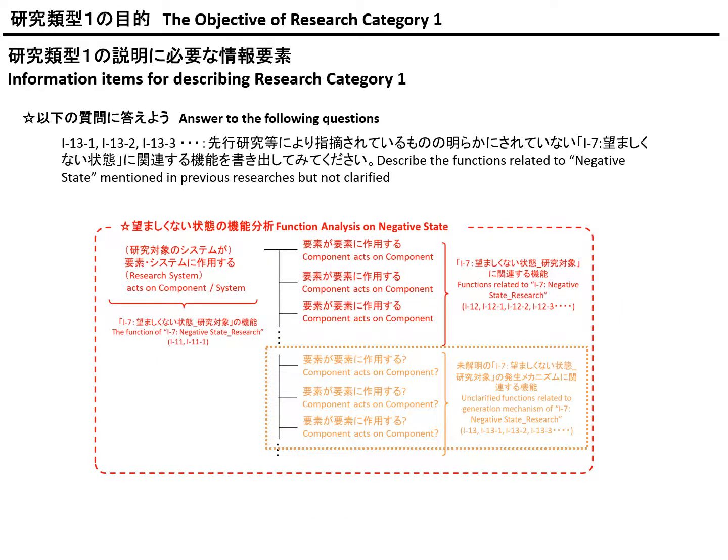Now I'm actually saying the same thing by using the template, by using the format of function analysis. These red functions explain why negative state is generated, actually the generation mechanism of negative state. But now you are working on these functions shown in orange color. Actually, these functions are just hypotheses, and what you are going to do through your research must be to show these functions are a real reason why the negative state is generated.